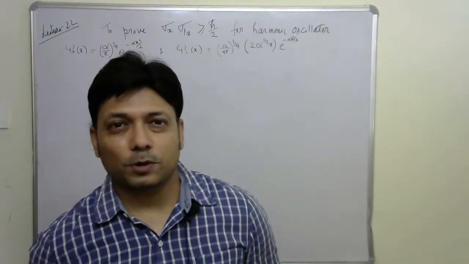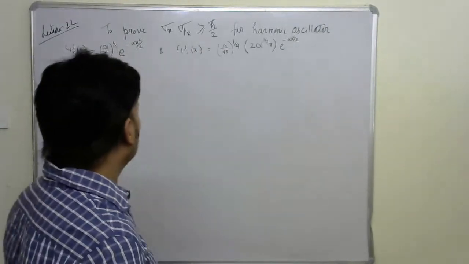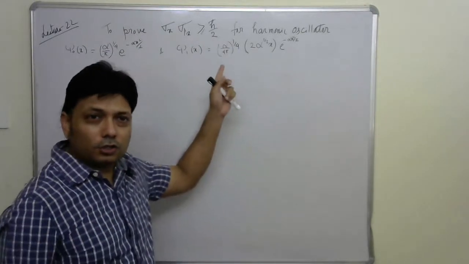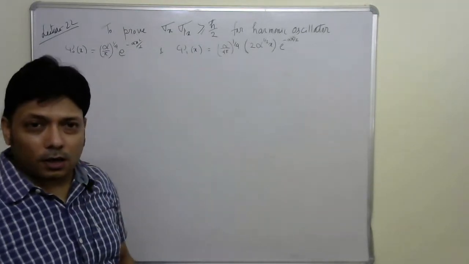Welcome to lecture number 22. So today we are going to verify Heisenberg's uncertainty principle for the quantum mechanical harmonic oscillator.